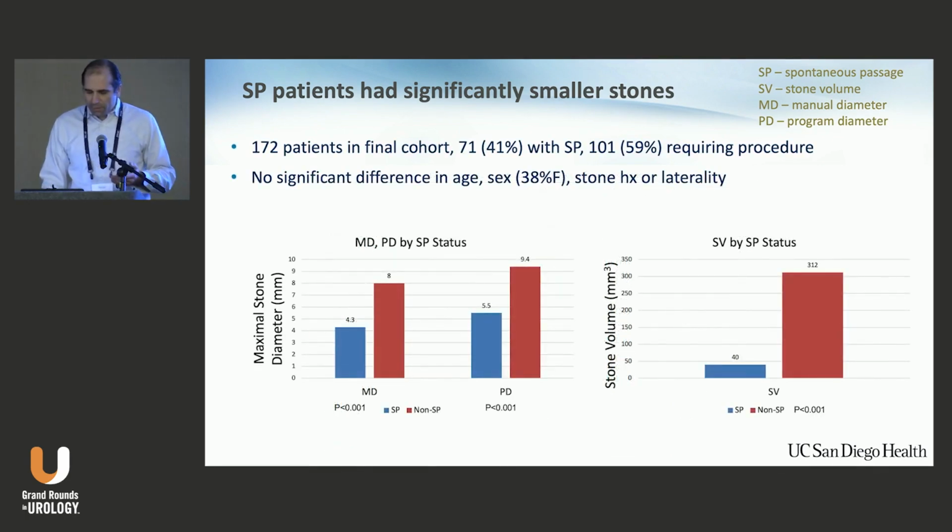This is just a visual format, but the patients who did pass their stones in blue, you can appreciate on all three metrics, whether it was manually measured size, program measured diameter, or stone volume, the ones who passed their stones were decreased. Interestingly, the volume was a significant fold, it was almost 8-fold difference in volume.